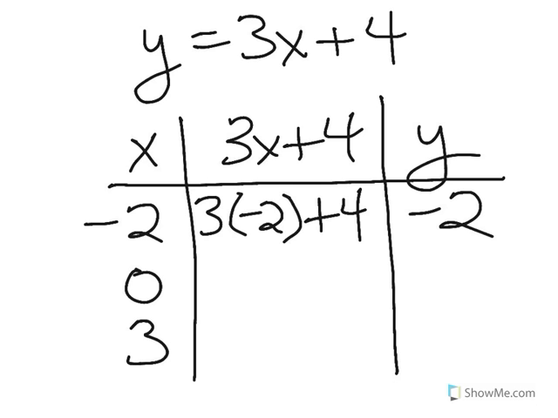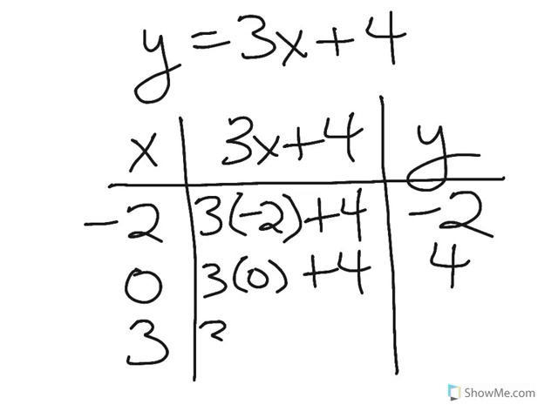Let's put 0 in for x now. So we have 3 times 0 plus 4. Again, multiplication first. 3 times 0 is 0, and 0 plus 4 is 4. Finally, put 3 in. So we have 3 times 3, which is 9, plus 4, which is 13.